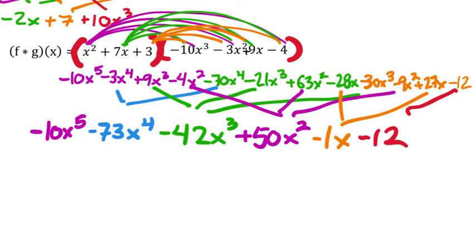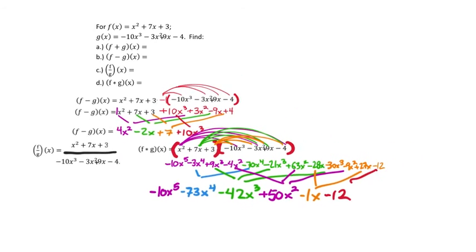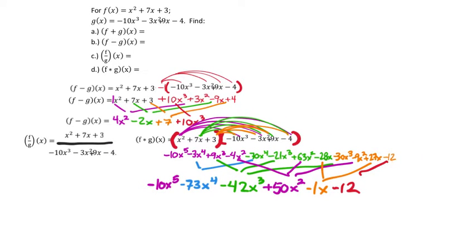We also have this in what we call descending order, meaning the powers go down with each term. Maybe you wanted to know that, maybe you didn't. In any case, that right there, what we just barely did, going back to what we had from back here, that is f times g of x. And that was super fun.